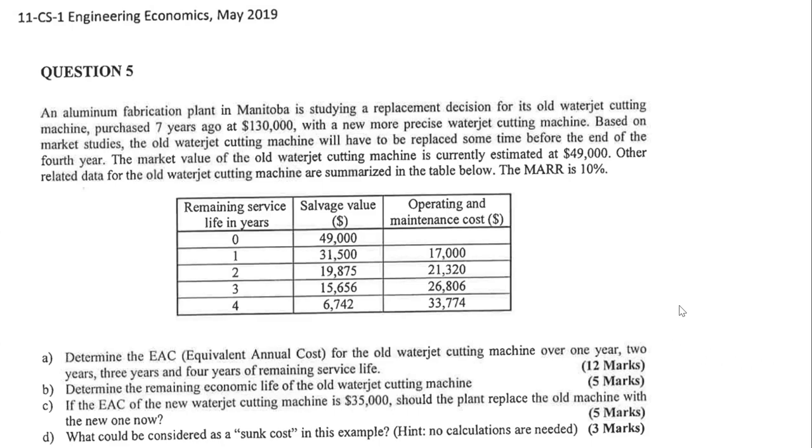Hello and welcome to this part. In this part, we are going to solve the question for May 2019 of the course Engineering Economics, question number 5 of the PENG exam in Canada.